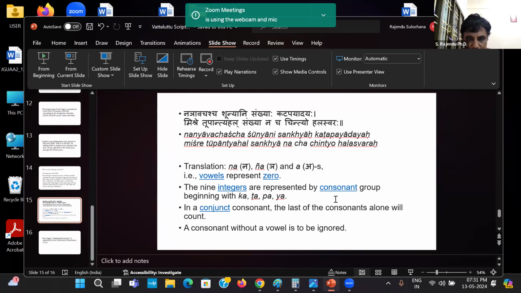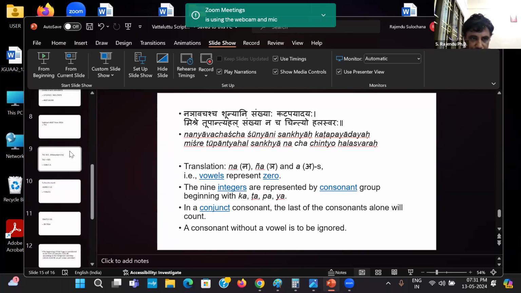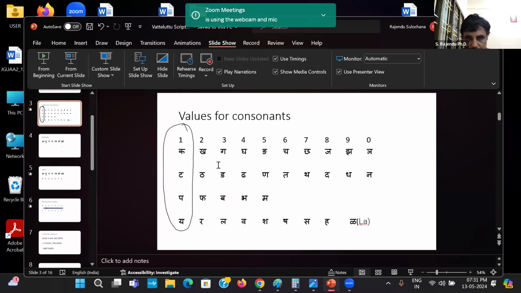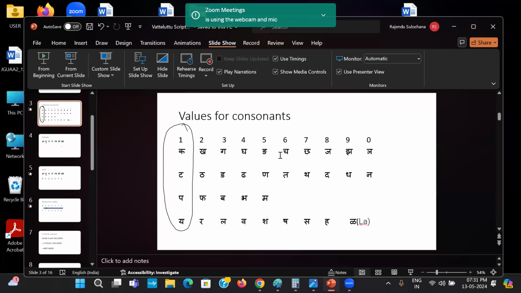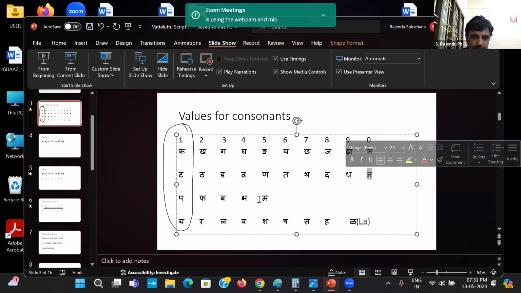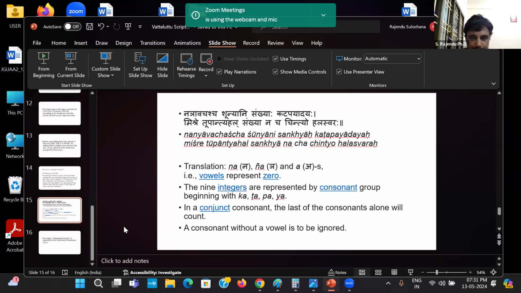Nine integers are represented by consonant groups. See, only 9 integers. After the 9th integer, the next one is 0. See, ka, kha, ga, gha, nga, cha, chha, ja, jha, then nya is 0. Then ta, tha, da, dha, na, ta, tha, da, dha, na, the last one is 0. Like that. These are very old definitions they are using.